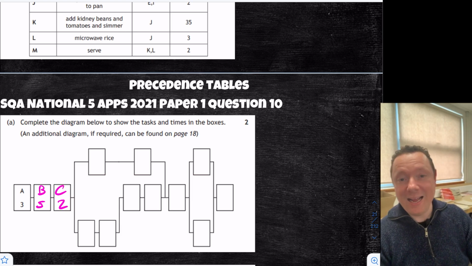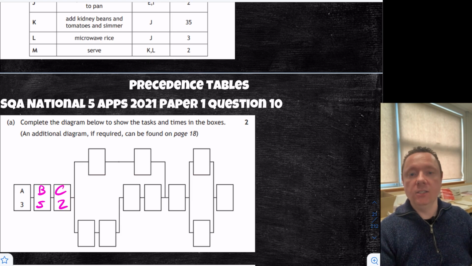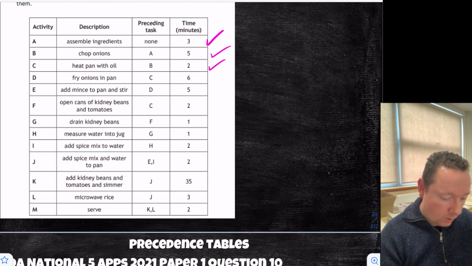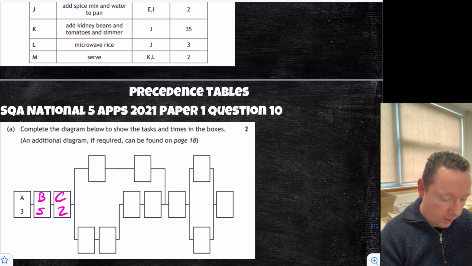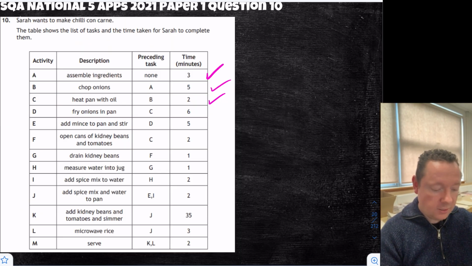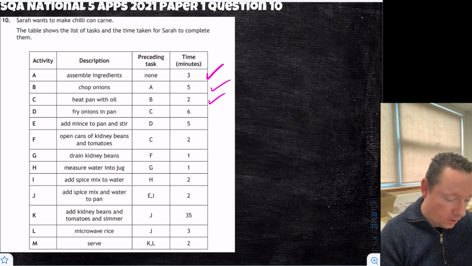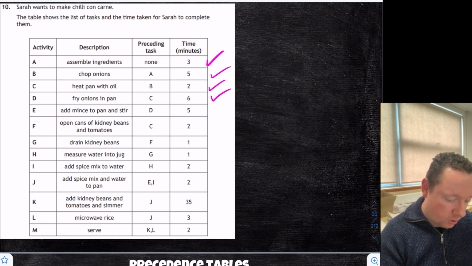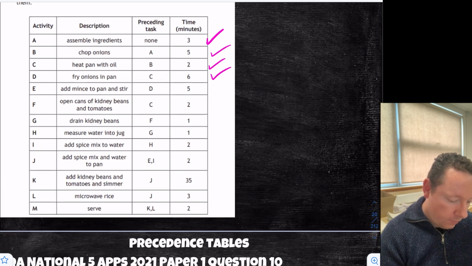Now this is where you get a branch. You need to know, well, where's this going to go? So you can either do it trial and error and just delete as you go, or look at the table. So I'm going to look at the table. If I was doing this question, I would just do it bit by bit and see how I go and just delete as I go. So I'm just going to say fry onions in the pan. D comes after C. So let's try and put D in after C. If I just put D here, that is 6 minutes.